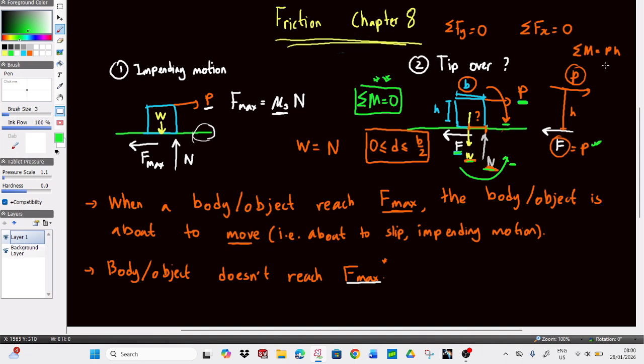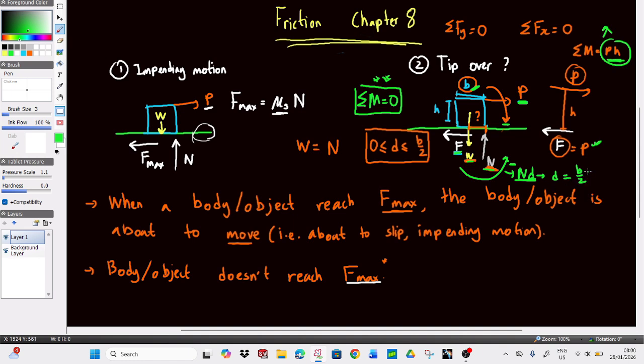That basically says your P will start to increase as well. As your P increases, your couple moment here starts to increase, and of course your N·d will also increase, until d reaches half of the length of the body itself. If d reaches b/2, that's the maximum.